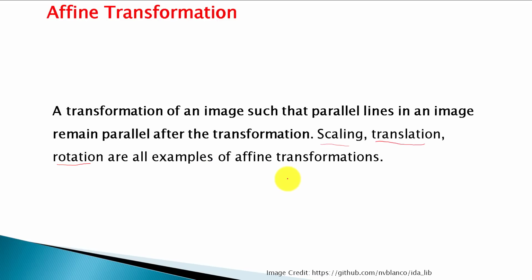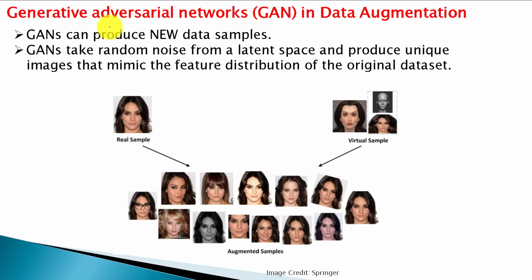The next and the most recent technique of data augmentation is generative adversarial networks, GAN. GAN can also be used for data augmentation. GAN performs the task of data augmentation by incorporating random noise from the latent space and producing a unique image. Latent space is the variables that are created by the model. These are the unknown variables that are created from the other variables. GAN is very popular in generating new data from the existing data.